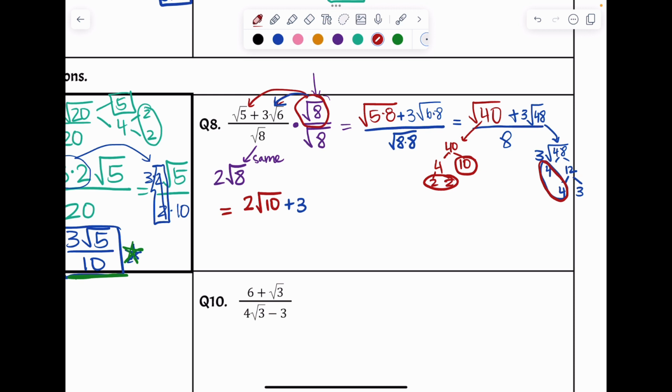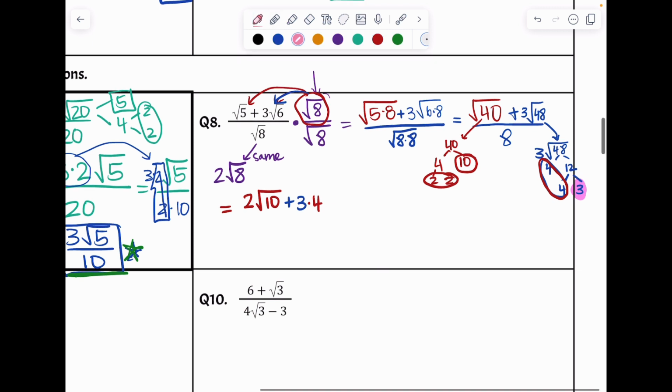So we already have 3. I'm taking my 4 and simplifying it. Square root of 4 times 4 is 16. 4 times 4 is 16, so square root of 16 is 4. And then I have remaining pieces right here, 3. So that one stays inside the square root sign of 3. Then we're going to take that over 8. So we have 2 rad 10 plus 12 rad 3 over 8.